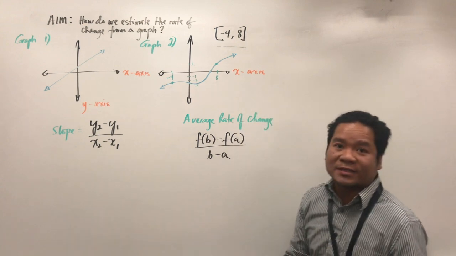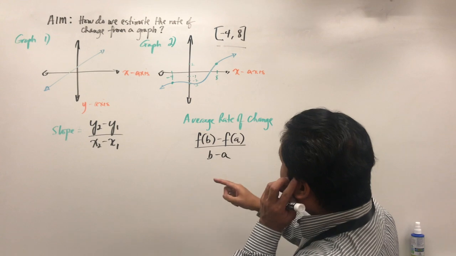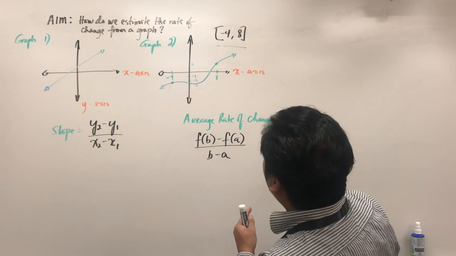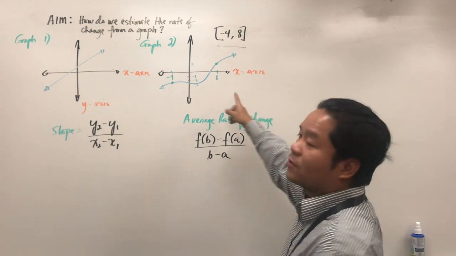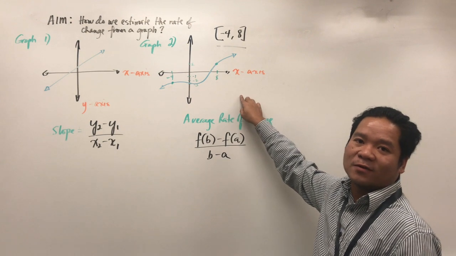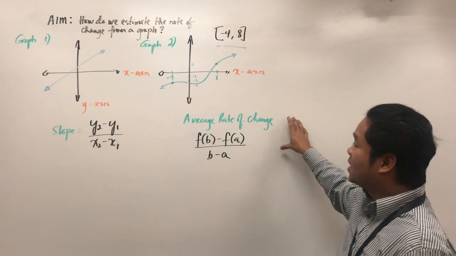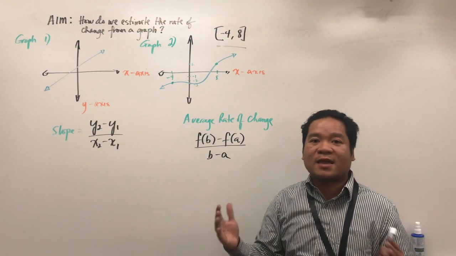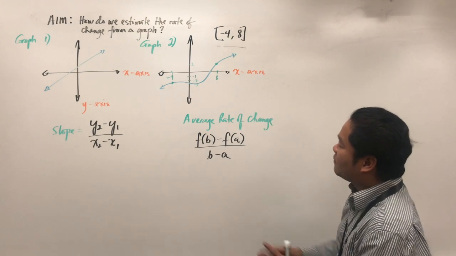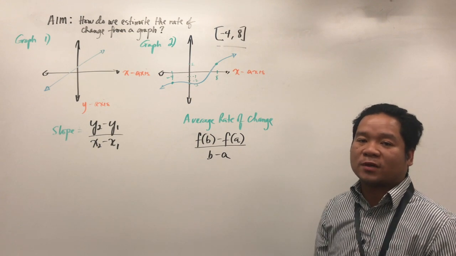Now let's turn our attention to graph number 2. This graph looks like a curvy line. It is not a straight line, so therefore we cannot identify the slope for this particular graph. But we can describe the average rate of change. How do we go about finding the average rate of change of this particular graph? We're going to follow this formula in order to find the average rate of change.